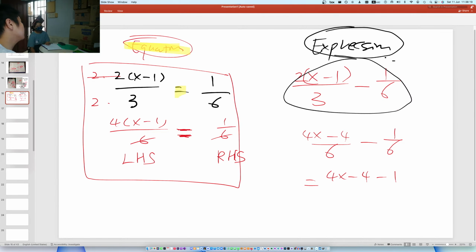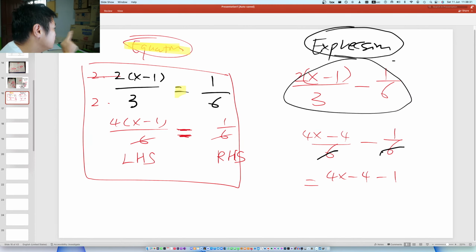I think even you last time you argue with your father. Okay, my teacher say can cancel, and your father did not agree with you. I also do not agree with you. So now the question is, can you cancel the 6 in this case? Cannot because it's an expression. You see?